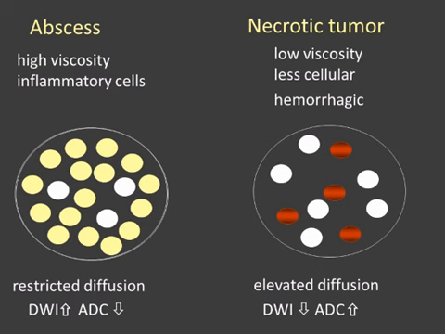Why is it possible to differentiate between abscess or necrotic tumor on diffusion? It's very simple. Abscess is a cavity filled with a high viscosity pus or inflammatory cells. Between all these cells, water molecules will not be able to move in this high viscosity content. In a necrotic tumor, let's say metastasis, you don't have much tissue, you have low viscosity, you have a little bit of hemorrhagic cells, and water molecules would move more freely.